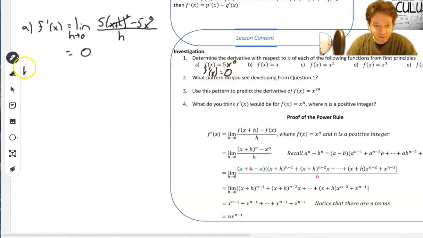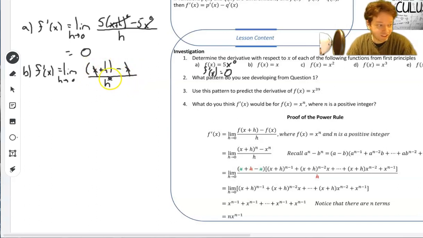All right, so let's try the second one. f prime of x is the limit as h approaches 0 of x plus h minus x all over h. Well, x minus x is going to go. Then I have h over h, which is just 1. So I'm trying to find the limit of 1. That's just 1. Okay. All right. So this one is just going to be 1. I wonder if the next one's going to be 2. Well, the next one we did yesterday.